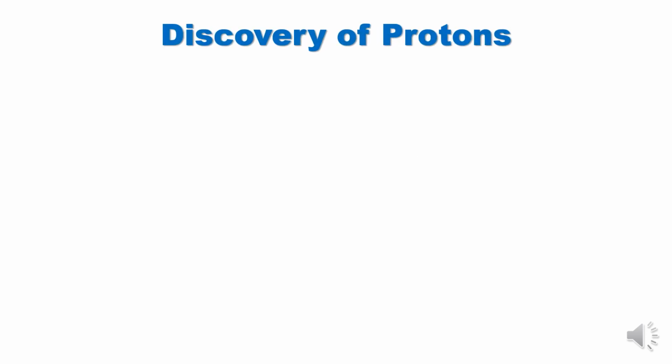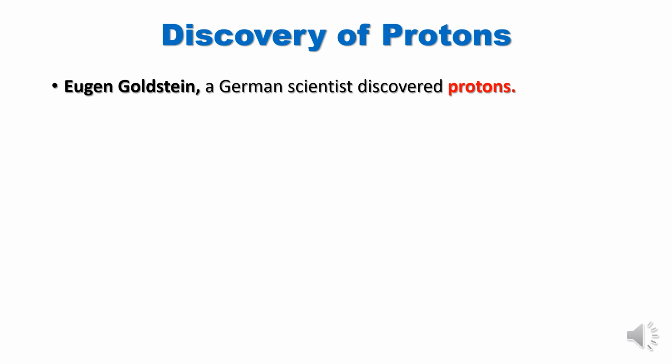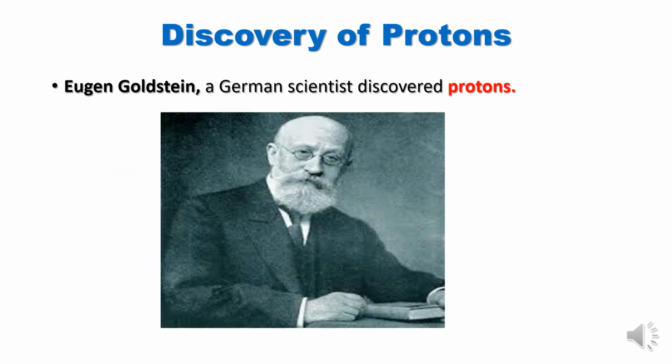Next we shall learn the discovery of the proton. Who discovered protons? It was Eugene Goldstein, a German scientist, who discovered protons. How did he discover them? He did an experiment, like J.J. Thomson, who discovered electrons, that you have learnt in the last class, children.